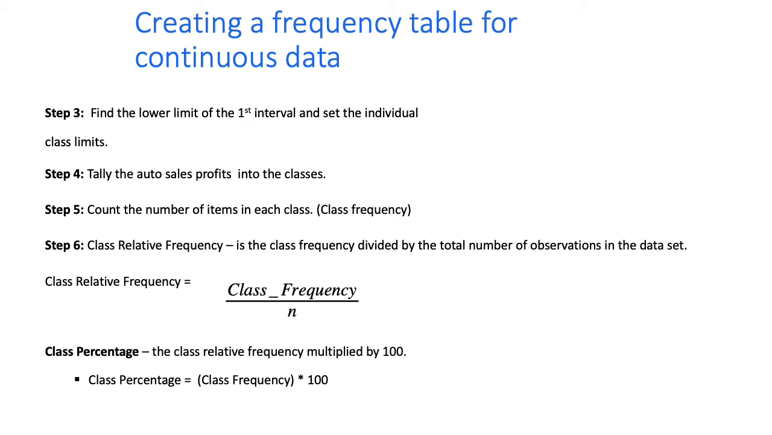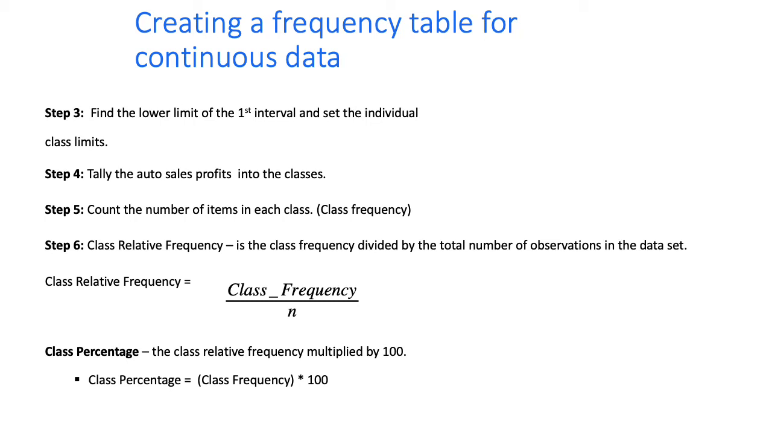Step 3. Step 3 is finding the lower limit of the first interval and setting the individual class limits. So in our data set, our lowest data point was 294. So since we rounded up the class to 400, we can round down our interval to start at 200 and go to 600. So this would be our first bin. Our second bin would be 600 to 1000.